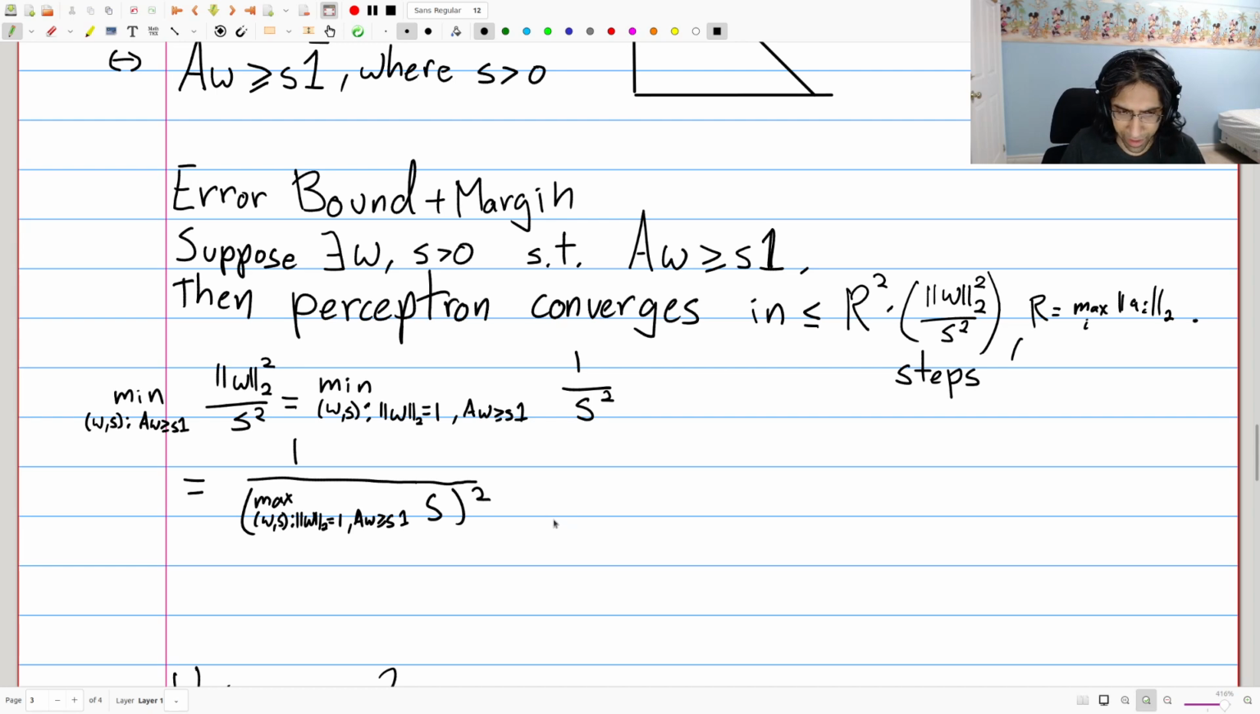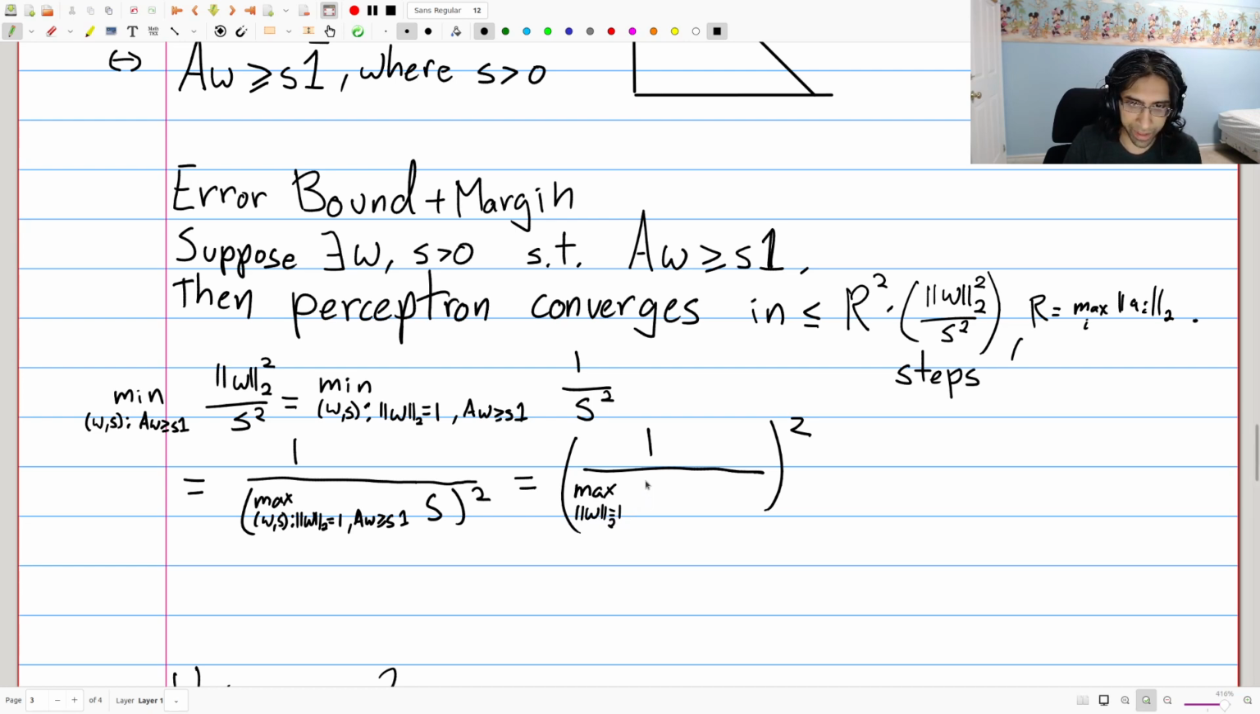Cool. This is getting a bit weird. Why are we doing all this? But we're almost done. The final thing I want to say is that this can be written as the following. I'll write it and then we'll see why. Max over all unit vectors W.